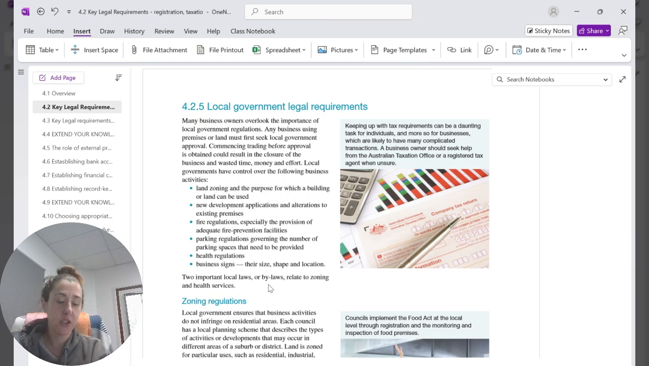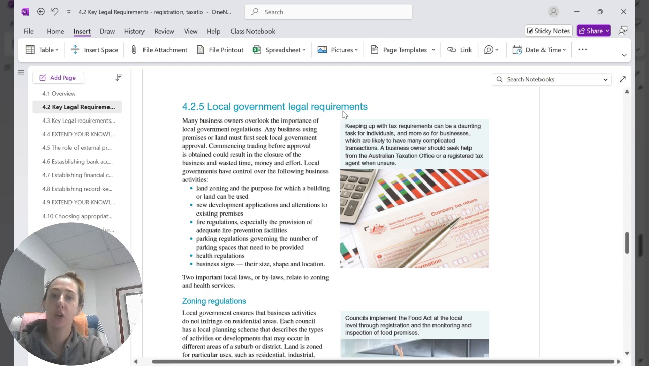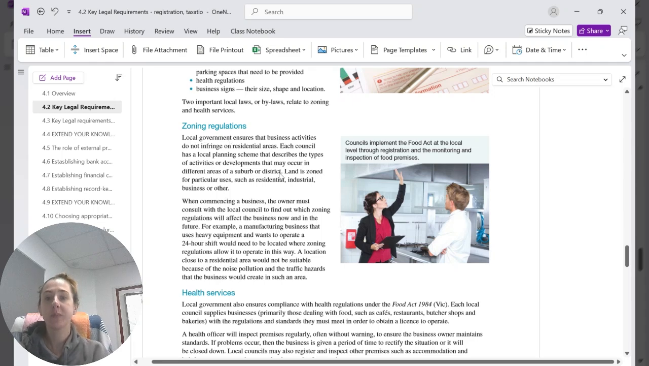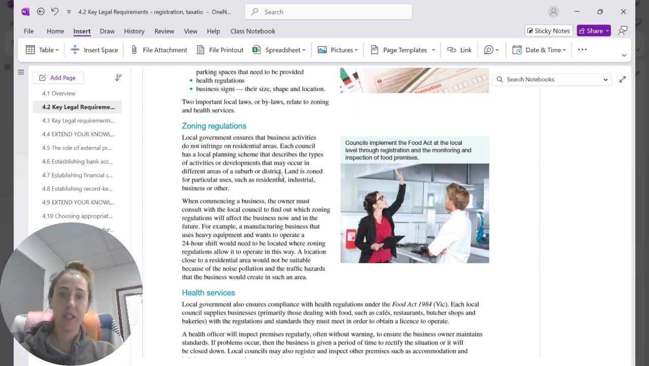So what can you actually do in the location you're at? You have to be really careful that you are operating the right business in the right location, which comes down to a local government legal requirement. So zoning regulations. You have to be careful that business activities don't infringe on residential areas. So it's not a free for all. You can't just choose to operate a business out of a home because you think it's a good idea. Council does have specific planning that happens in the background that you need to comply with.